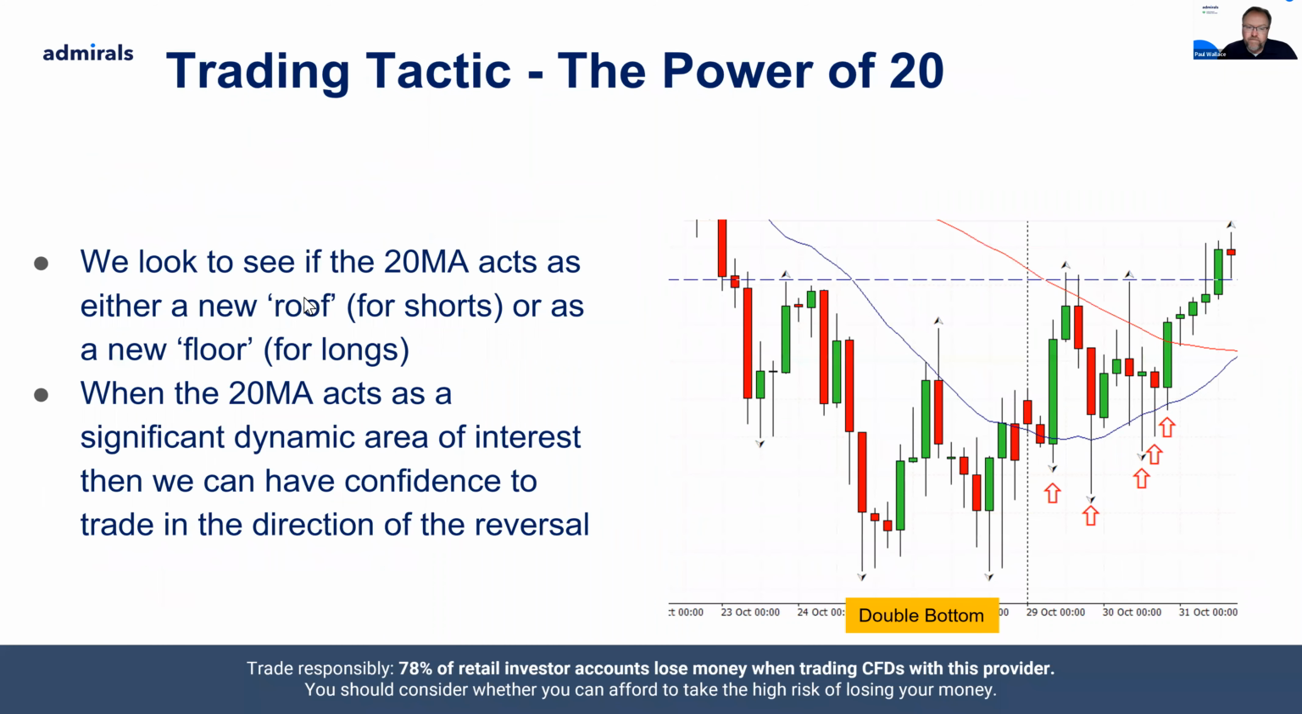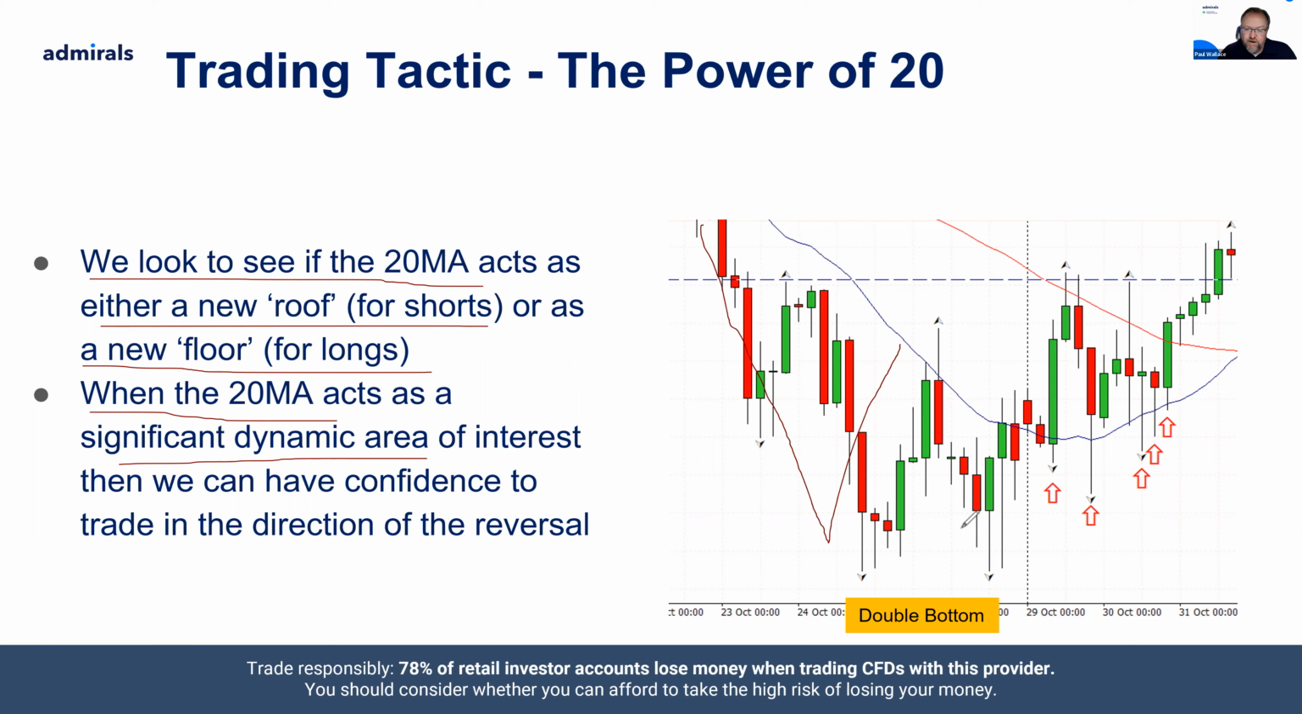So, as I was saying before, you're looking to see, does the 20 period moving average act as either a new roof for shorts or as a new floor for buys? Okay, when the 20 period moving average acts as a significant dynamic area of interest, then we can have confidence to trade in the direction of the reversal. Okay, that's what we're saying.